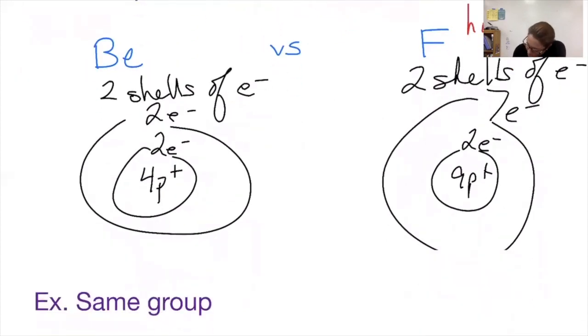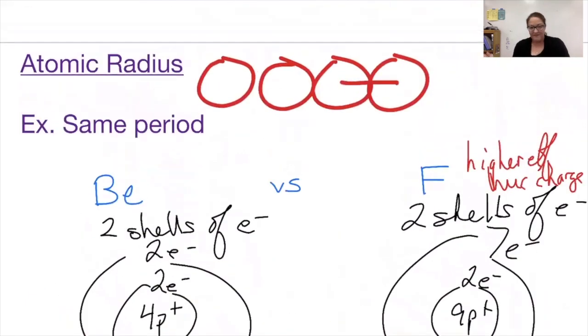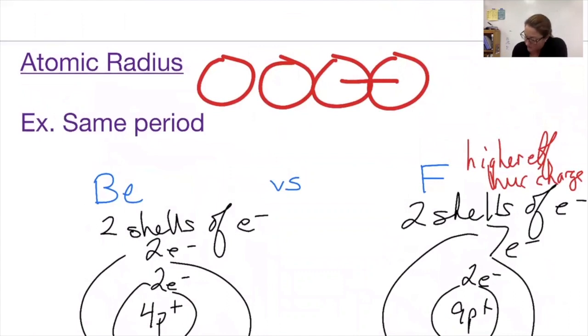So the one with the higher effective nuclear charge is smaller. Another way to think of it is as I go across the row, going from left to right, they go from large to small, or I can think of it as if I go from right to left across the row, they go from the smallest here to the largest here.